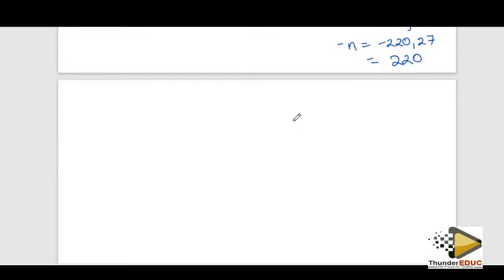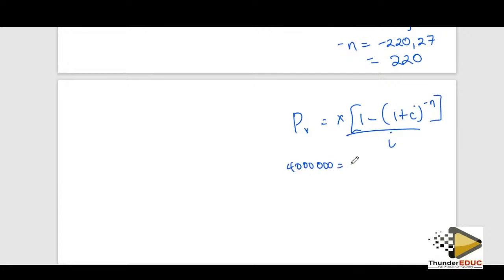So still from the present, it's X into 1 minus 1 plus I to the exponent of negative N over I. So 4 million is equal to now 20,000 into 1 minus 1 plus the 6% over 12 to the negative N over 6% over 12.